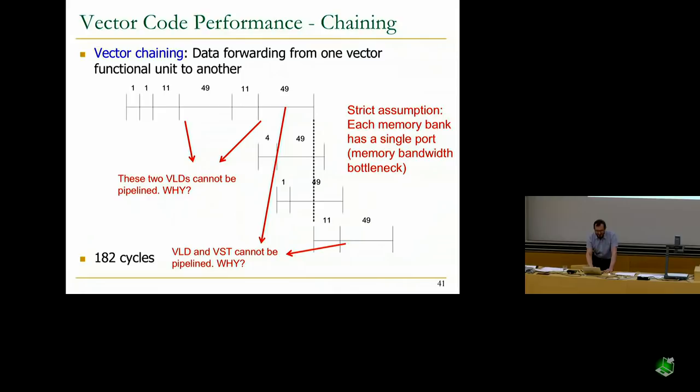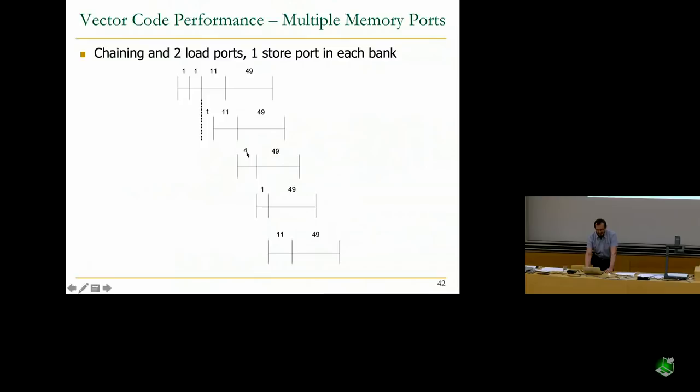So now we're going to solve the memory bandwidth problem by making the memory more expensive. So can we do better? The next idea is we still assume chaining, but now we're going to add more ports to memory. Two load ports and one store port to each bank. Now what does this mean? Each bank becomes more complicated. So this could actually increase the latency, but we're not going to look at the latency of the bank.